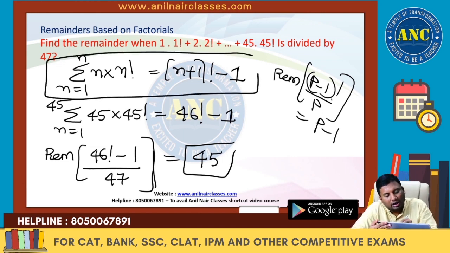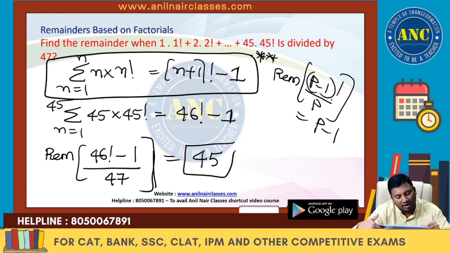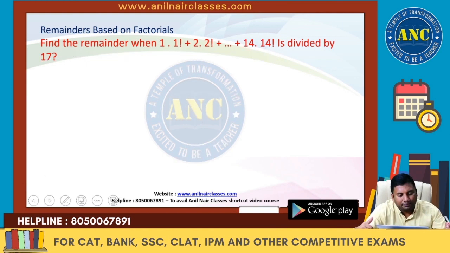N into n factorial is nothing but n plus 1 factorial minus 1. 45 into 45 factorial is 46 factorial minus 1. 46 factorial minus 1 when divided by 47. P minus 1 factorial divided by p is p minus 1. So 47 minus 1 is 46. 46 minus 1 is 45. Idea clear, right? Same, another model.